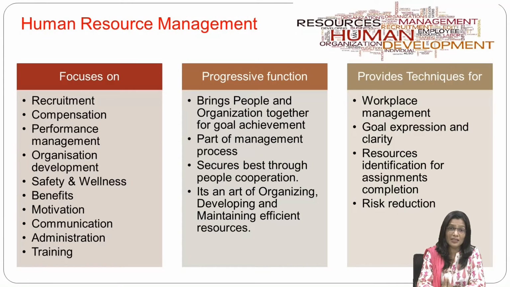At the same time, it's a part of the management process. Now there are various functions that are part and parcel of management, and because humans are present everywhere, irrespective of whether it is the finance department, production department, or sales department, human managers are going to act in the role of HR managers even though they are not placed exactly in HR, because they are going to deal with humans. And that's why this particular function is called a progressive function.